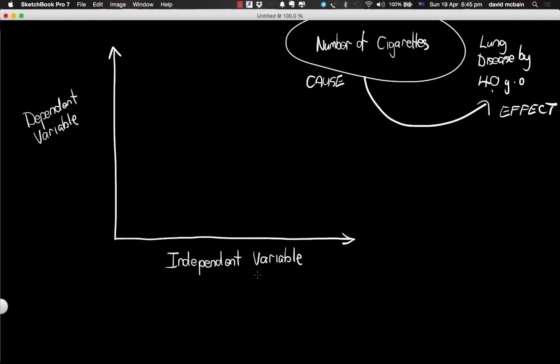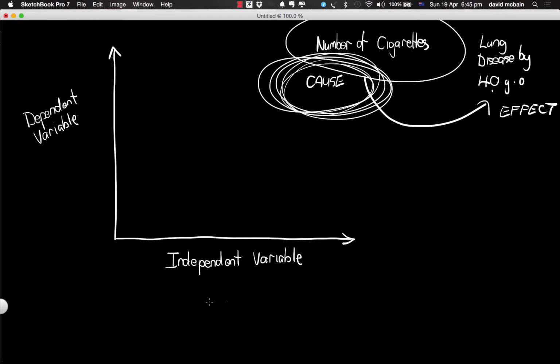So one way of thinking about independent and dependent variables: think of the thing that's causing the effect as the independent variable. So I might put this as the cause here, and this would be the effect. If you're not sure what's the independent variable and what's the dependent variable, ask yourself the question, which is causing which? The causal agent, the one that's creating the situation, is the independent variable, and the thing that's affected is the dependent variable.